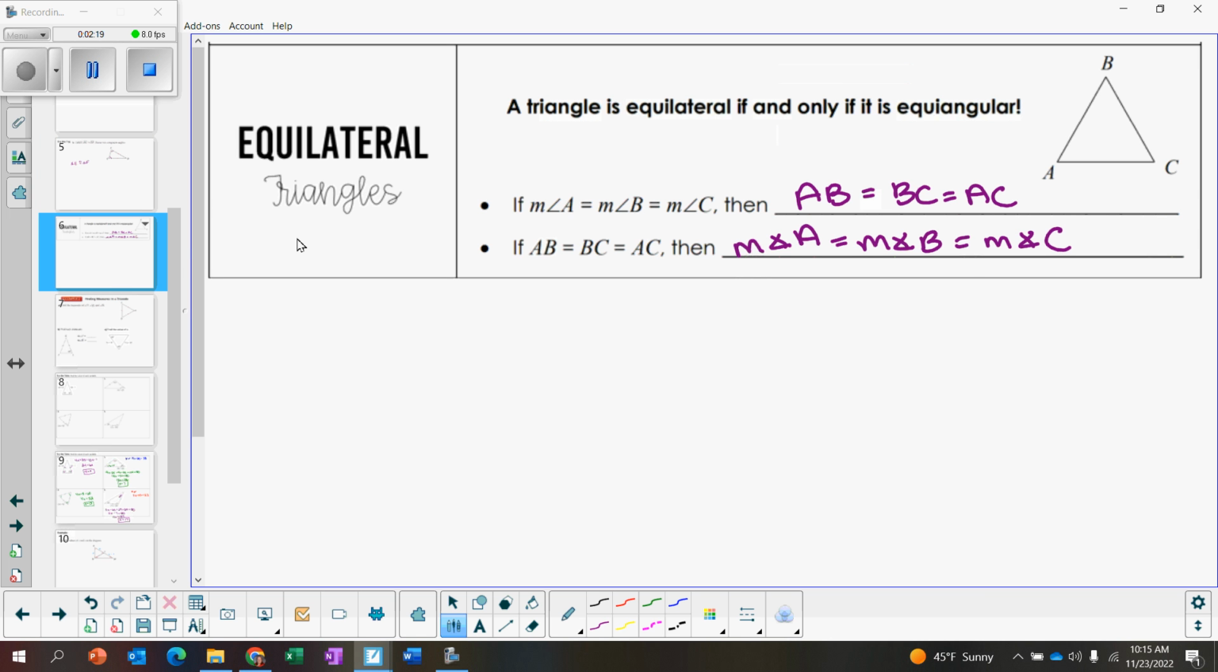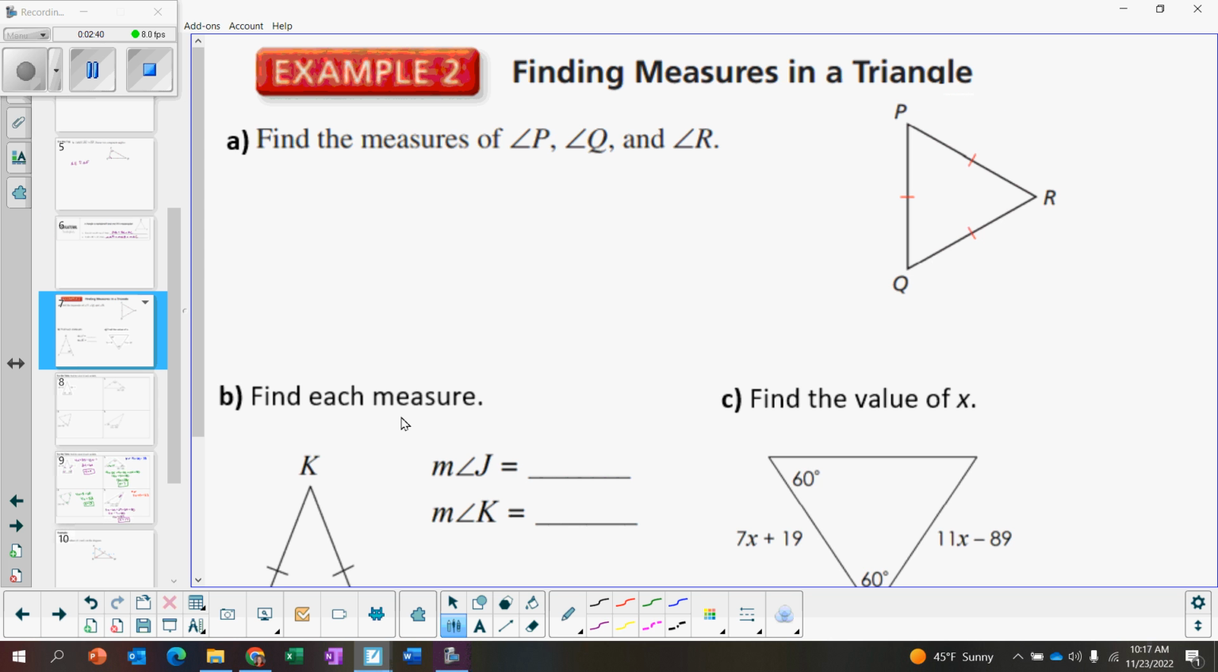For equilateral triangles, if it is equilateral, it is also equiangular and vice versa. So if I know all three angles are the same, that automatically makes all three sides the same. If I know all three sides are the same, I automatically know all three angles are the same.